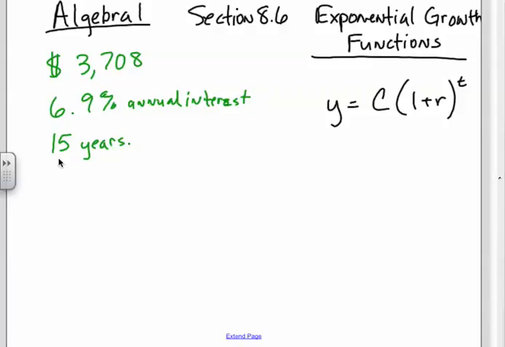Now let's talk about this formula over here. C stands for the initial amount. So for this little sample problem, 3,708 would be the sample amount, okay? And then R stands for the rate that it's changing, and in our case right here, it's 6.9%. Now remember, whenever I put this into my formula, I'm going to have to put it as a decimal because I can never work with percent in my math problems. And T is going to be in years. Since it said annual interest, that means I need to give my time in years, and they said 15 years.